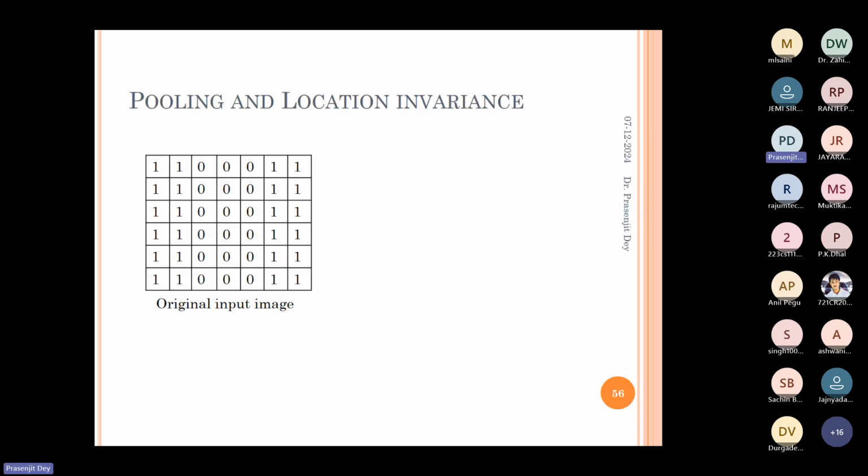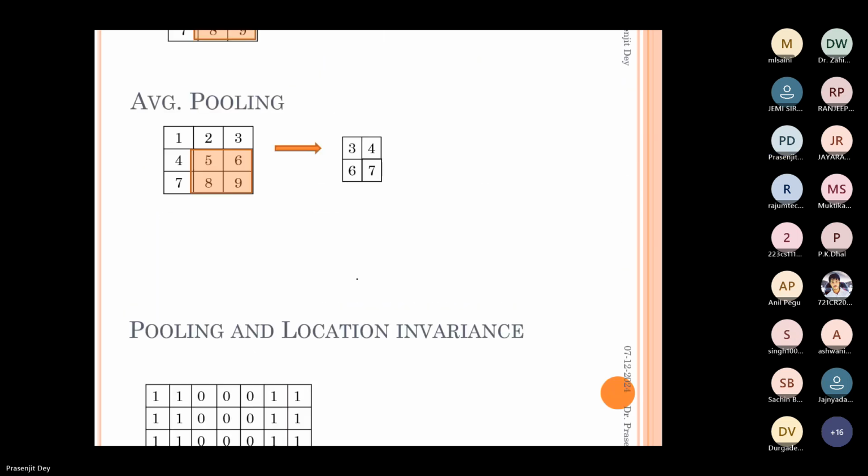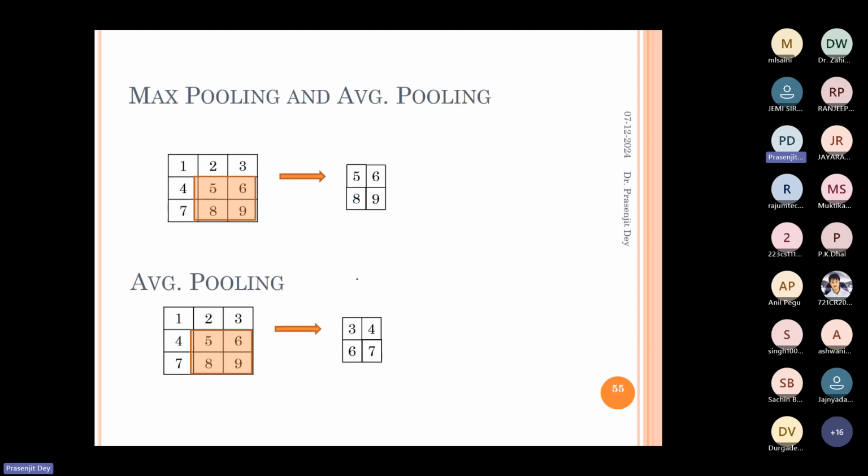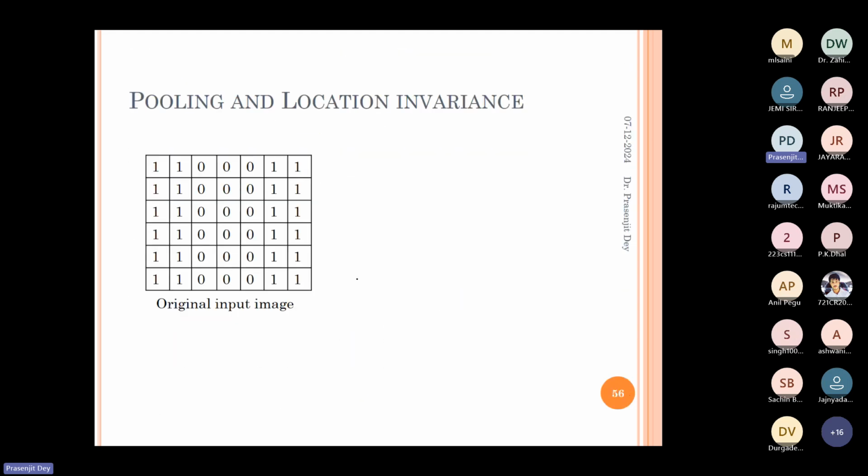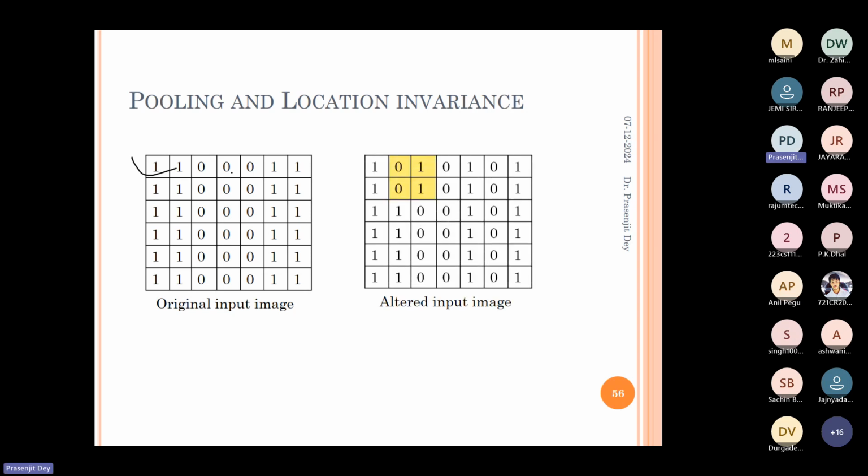Now people may ask, what is the benefit of having pooling? The benefit of pooling is explained in my next slide. So suppose this is your original input image. Now, suppose the image is altered. In this portion, certain pixel positions have been altered.